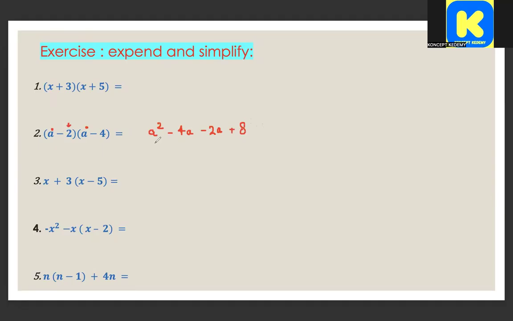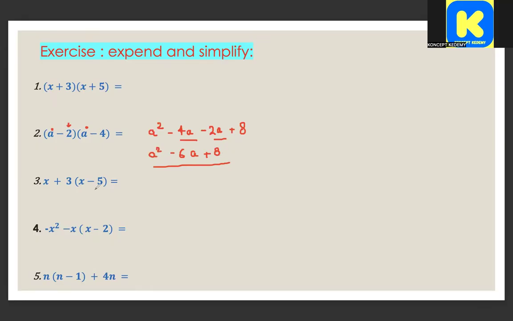Now, this will be a square, minus 4a, and minus 2a, and plus 8. So now we can see that these two are like terms. So a square, minus and minus, so minus 6a, plus 8. So this is the final answer. There are no like terms, so we cannot proceed further. So this will be the final answer.